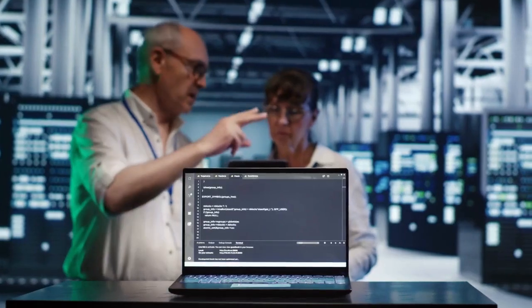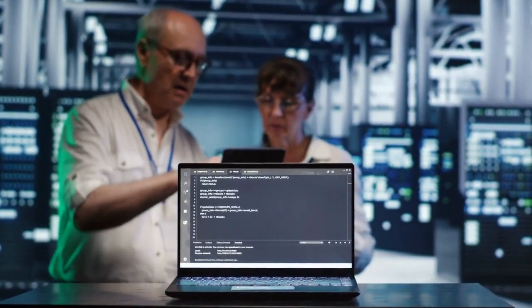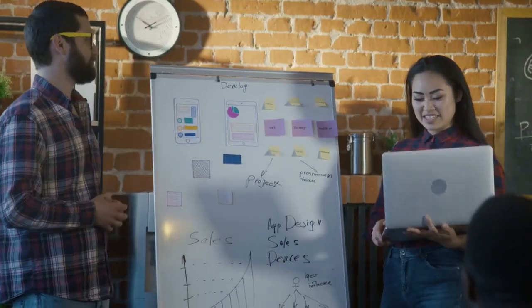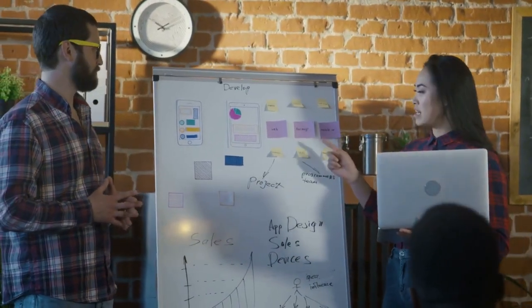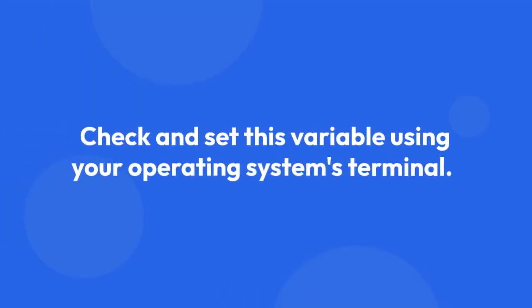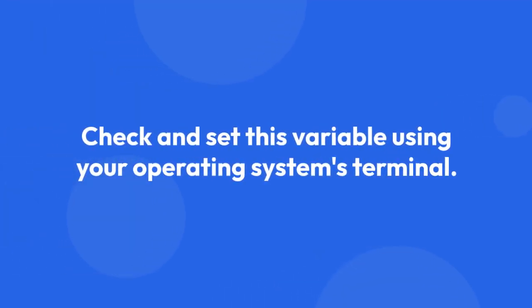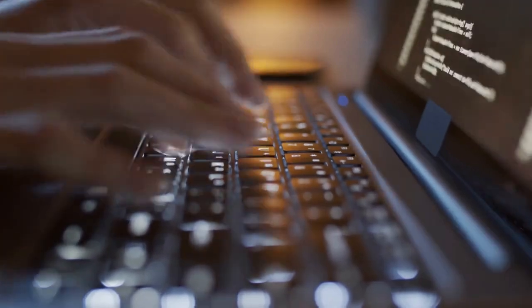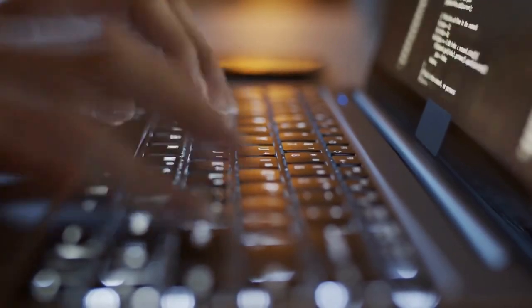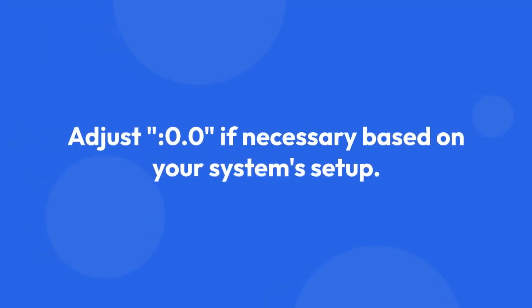(5) Environment variables. Sometimes environment variables related to the display can be misconfigured. Variables such as DISPLAY might be incorrectly set or unset. You can check and set this variable using your operating system's terminal. For example, on Linux, you could use the command export DISPLAY=:0.0. Remember to adjust :0.0 if necessary based on your system's setup. Incorrectly setting these variables could lead to this error, so careful verification is advised.